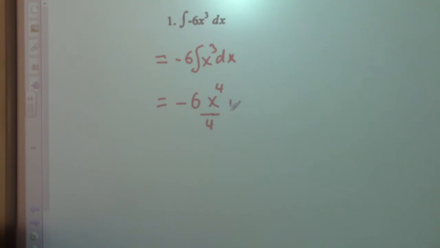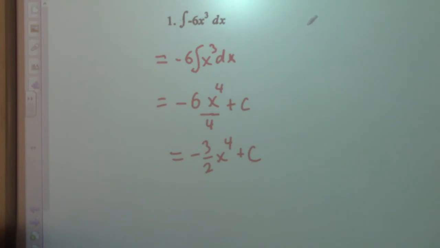And then you add the c, and then the only thing you have left to do is a little simplification. You can make that -3/2, right? So equals -3/2 x to the 4th power plus c. And what's a way you can check your work to see if you got it right?